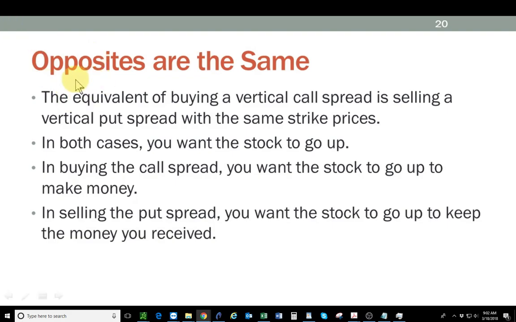And this is going to matter because you're going to learn right now that opposites, no, they don't attract. They're the same. Opposites attract. I'm very attracted to put spreads right now. And somebody's got to ask me, well, are you attracted to long put spreads or short put spreads? Yes, I'm very attracted to long put spreads right now. All right, this is when trading just gets weird. Opposites are the same. The equivalent of buying a vertical call spread is selling a vertical put spread with the same strike prices.